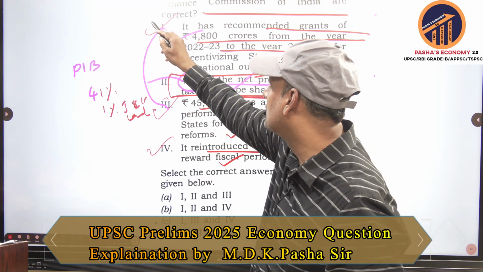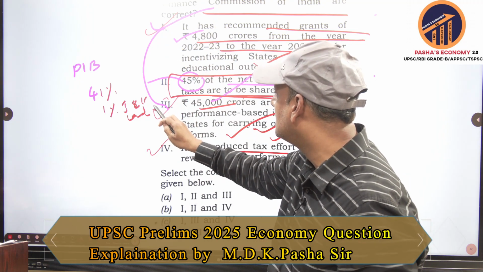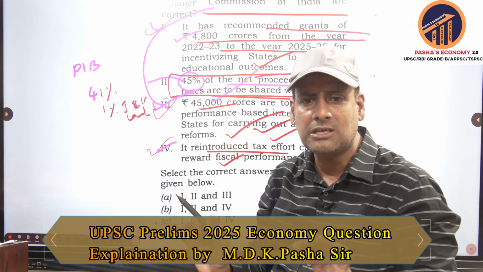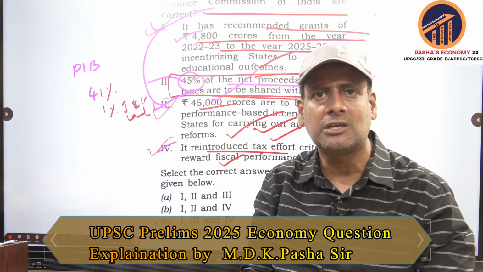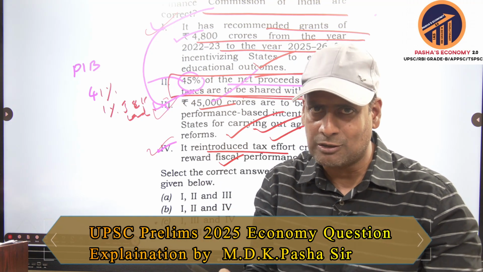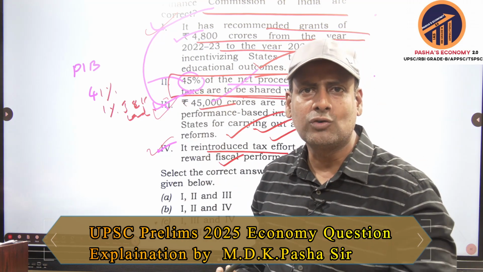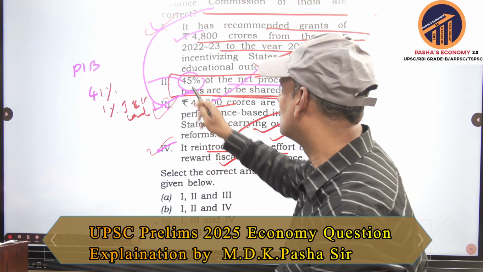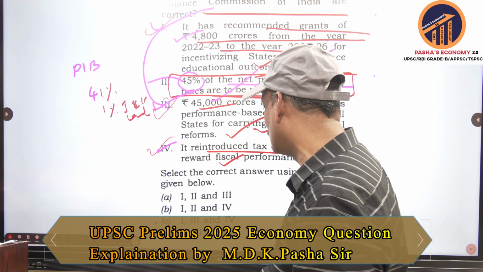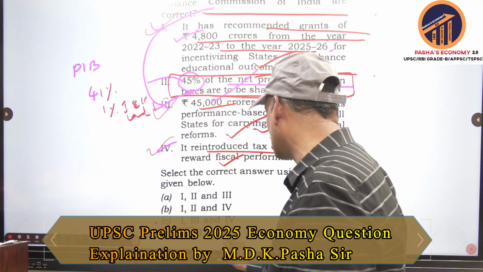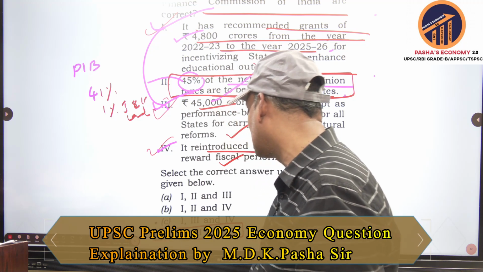So friends, the first, third and fourth are straight factual information from the 15th Finance Commission. If you take a cursory look at these recommendations, you are in a fair position to answer this. So first, third and fourth, clear? First, third and fourth is the right option for your examination.